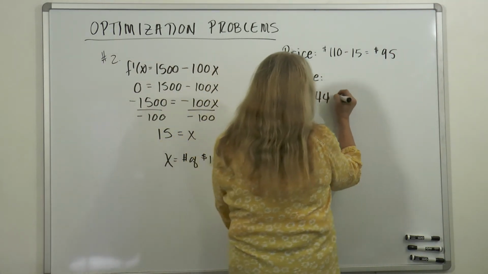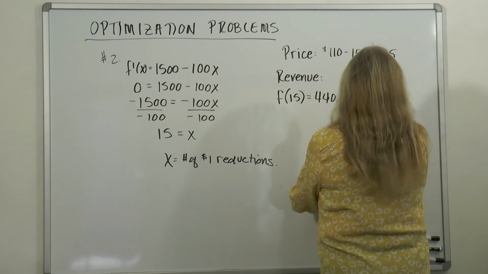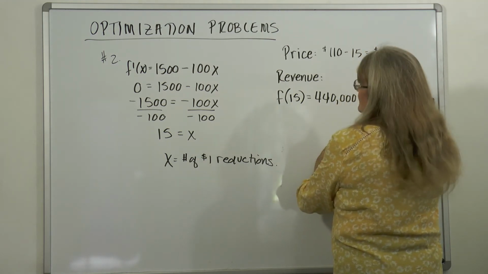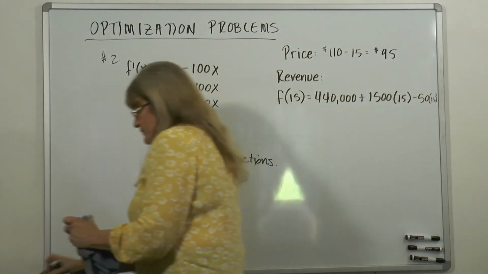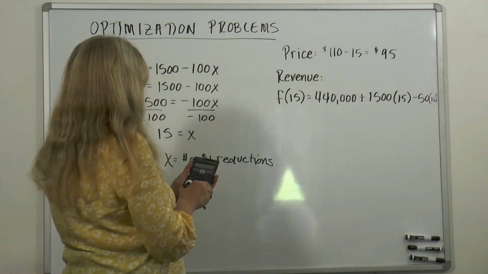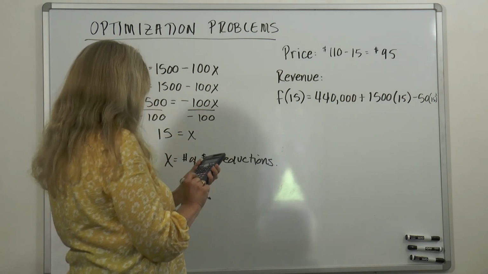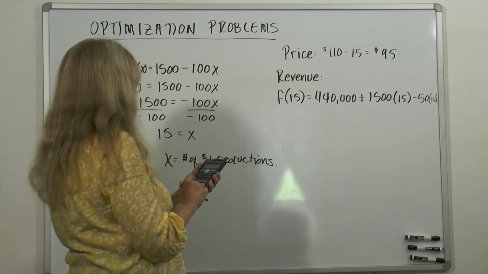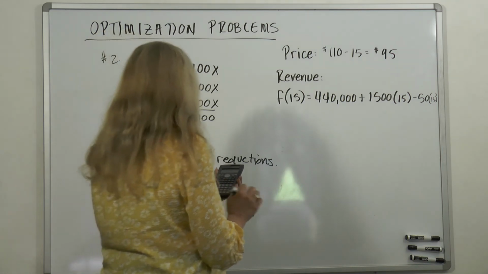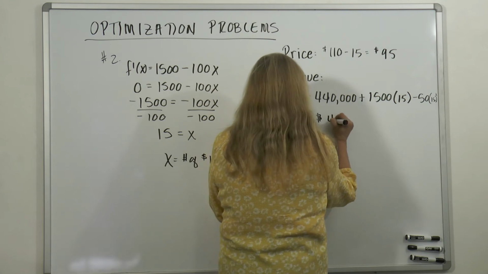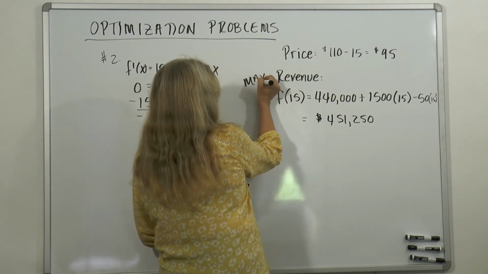So it was 440 plus 1,500 times 15 minus 50 times 15 squared. That was our original function. Okay, so to get the revenue, you go back to the original function. 15 squared times negative 50 plus 1,500 times 15 plus 440. That's our max revenue.